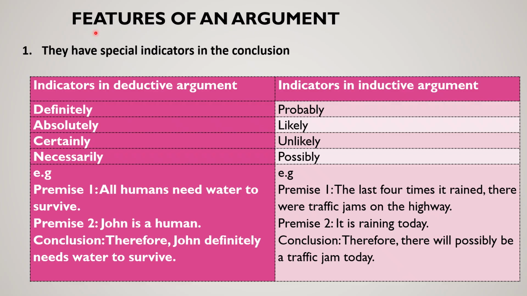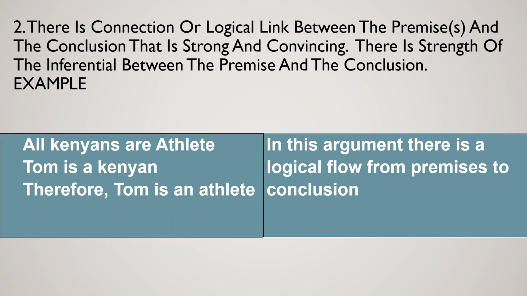So this special indicator shows that these are critical thinking and logic arguments, and the conclusion has a special indicator to show whether it is with certainty or with probability. The second feature of an argument in critical thinking and logic is that there is a connection or a logical link between the premise or premises and the conclusion that is strong and convincing. What do we mean here? There is a strength of the inference between the premise and the conclusion.